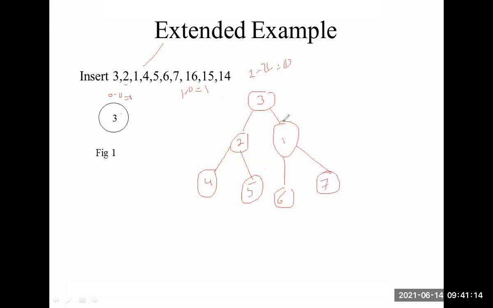While inserting, every time you have to check the balancing factor. Here 1, 2, here 1, 2, 2 minus 2 is 0. Okay. This is an AVL tree.